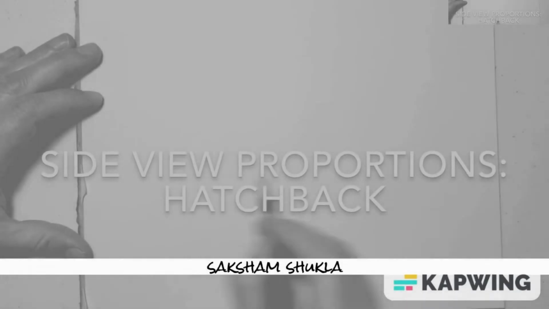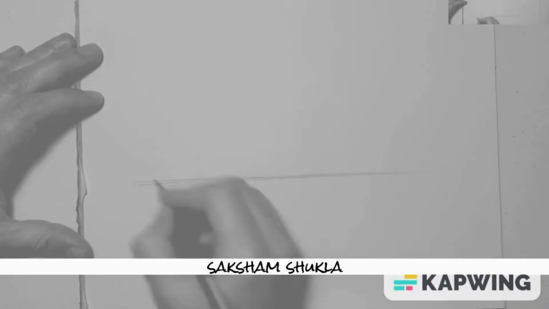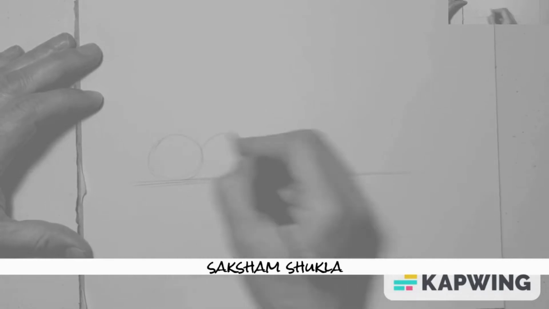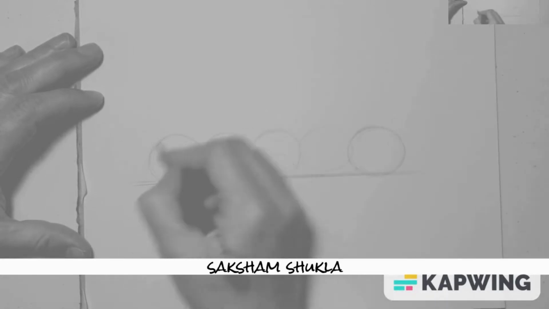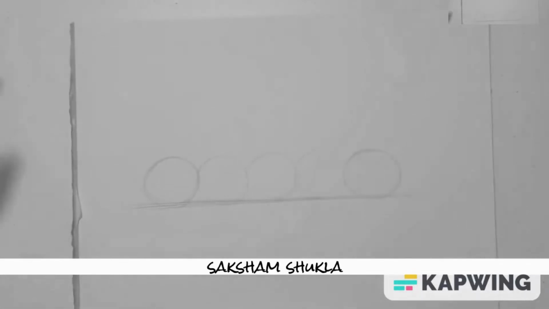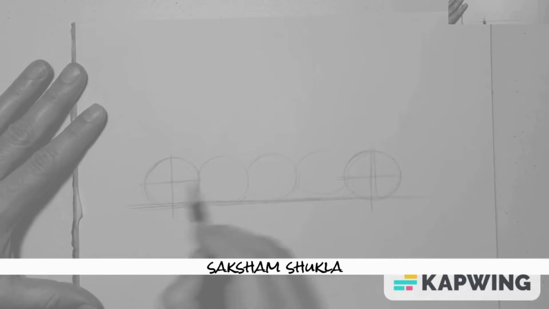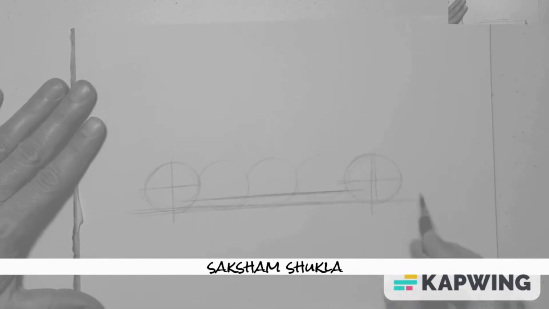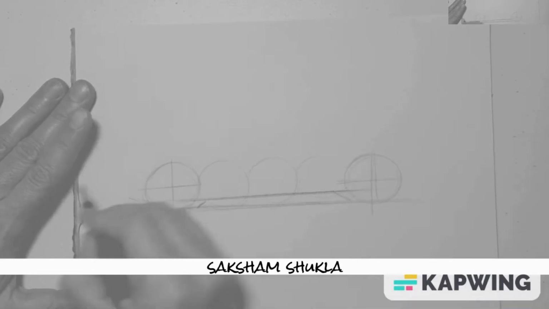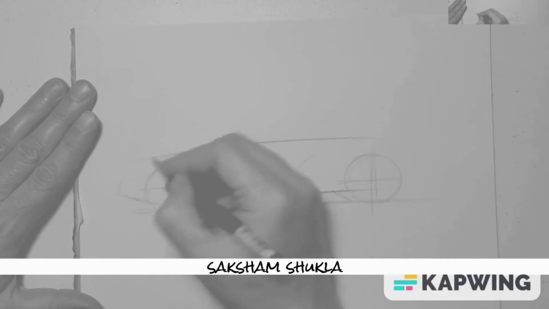Next in our side view proportions series, we're going to draw a hatchback. This might be something in the C segment, like a Ford Focus or Volkswagen Golf. Something that's very common in Europe and other regions outside the United States. We're going to draw our 5 circles, we're going to draw our wheel centers, and we're going to draw a fairly low rocker, fairly low belt line.